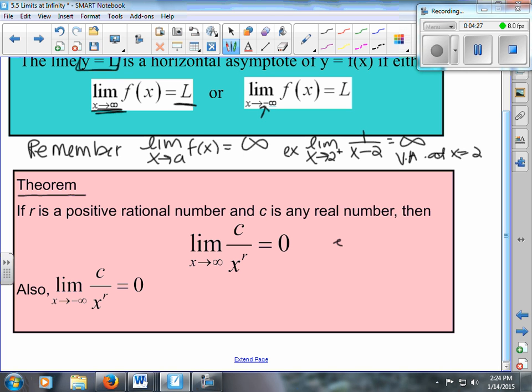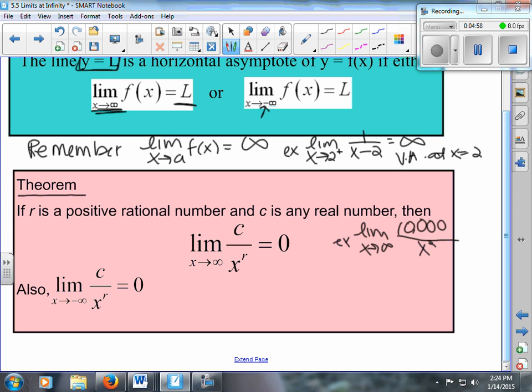So for example, let's think about an example of this. Maybe the limit as x goes to infinity of, I'm going to pick a big constant. I'm going to pick the constant 10,000. And then I'm going to divide that by, I don't know, x squared. So what's going to happen if you think about what a table of values would be for this limit? What's going to happen is that x is going to get really big. You can plug in as big a number as you want for x. And then you're going to square that number.